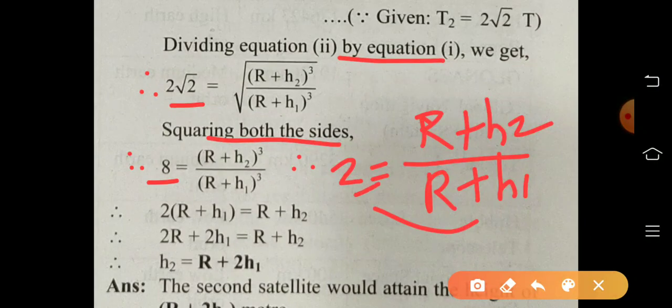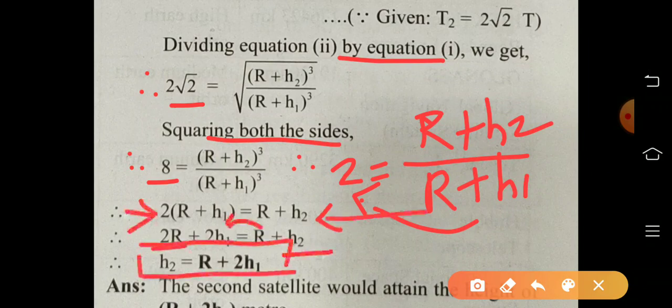So this R plus H1 shifting on the left hand side, that is showing here. That step is here. Check. So 2 multiplied by (R plus H1) is equal to R plus H2. So multiply by 2 on the left hand side, solve this bracket. 2 multiplied by capital R plus 2 multiplied by H1 is equal to R plus H2. So we want the answer of H2. Clear? So H2 remains here. This R is shifting on the left hand side. Already on the left hand side 2R is present. So 2R minus single R, so only R remains, and plus 2H1 remains as it is.